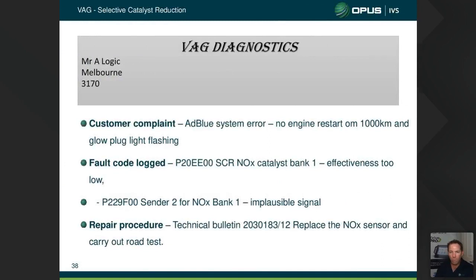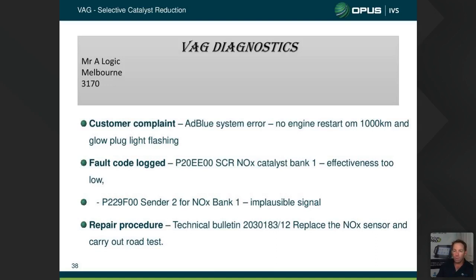Okay, next particular one we're going to have a look at, customer complaint. Again, AdBlue system error. No engine restart after 1,000 kilometres. Now the glow plug light's flashing this time. Fault code logged, a P20EE00. So the SCR NOx catalyst, bank 1, effectiveness too low. Then P229F00, sender 2 for NOx bank 1, implausible signal.